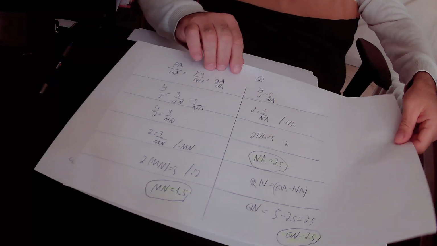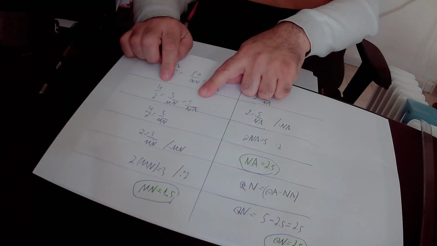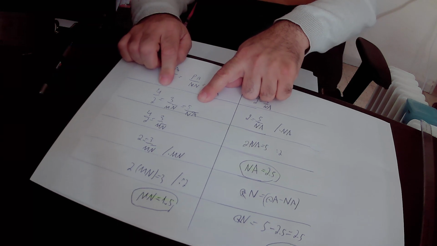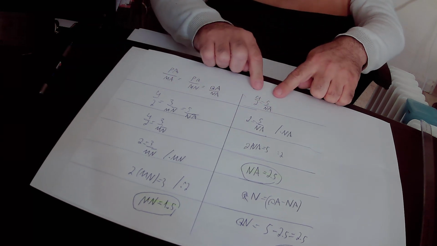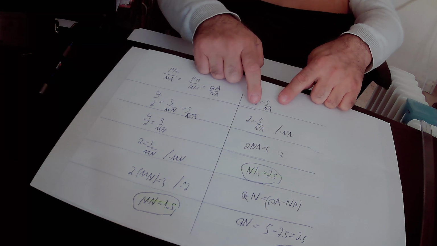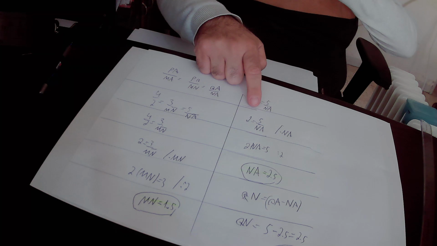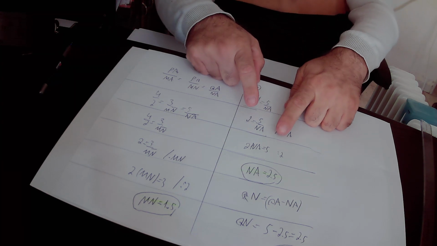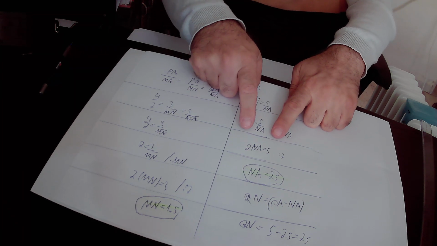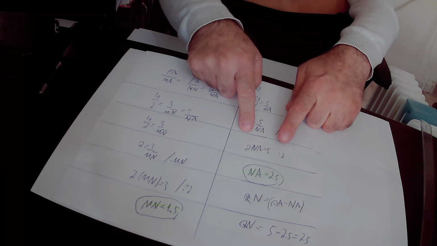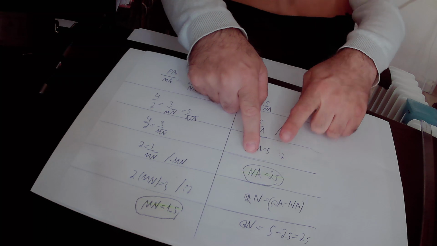From the same equation, we derive that 4 over 2 is equal to 5 over NA. 4 over 2 is 2, so 2 equals 5 over NA. We multiply this equation by NA, and we get that 2 times NA is equal to 5. We divide this equation by 2, and finally we get that NA equals 5 over 2, that is 2.5 units.